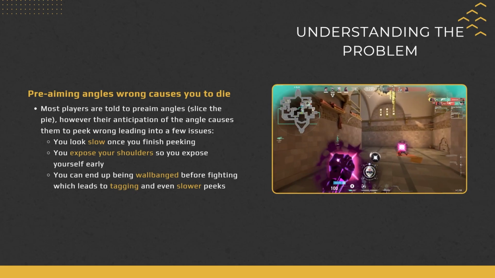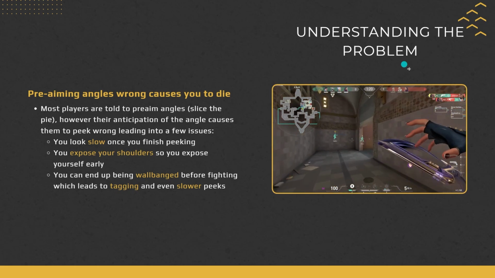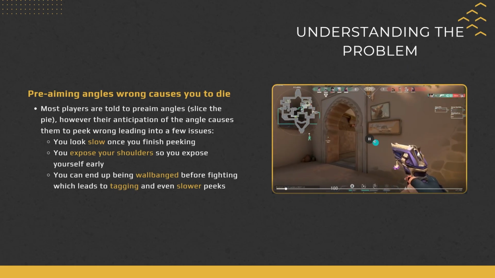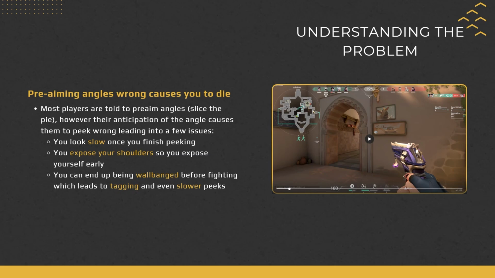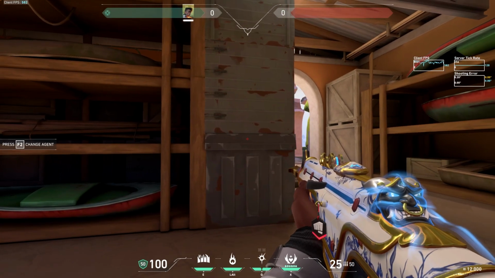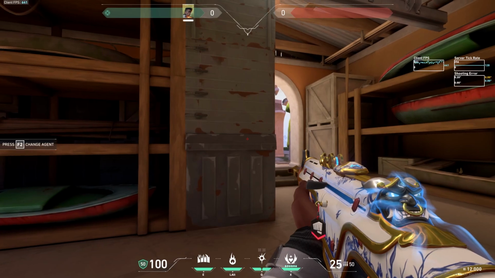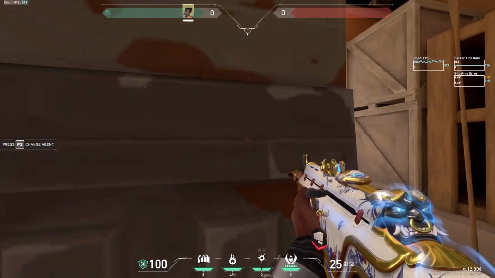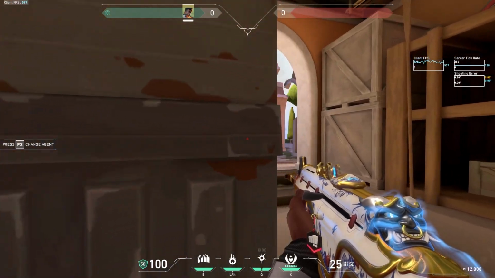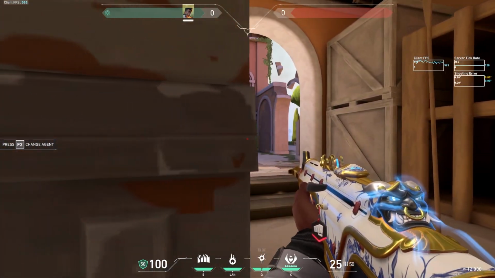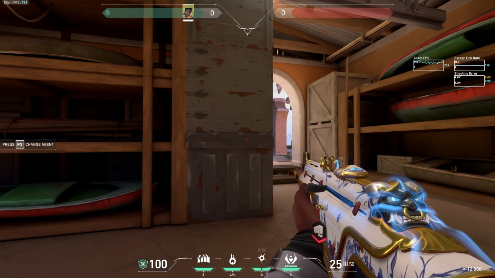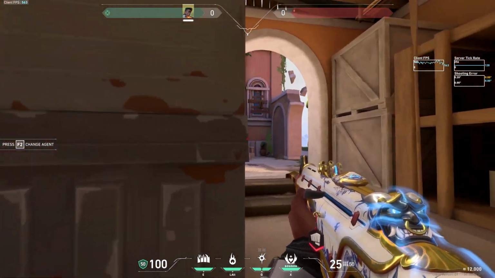So one of the main things that I see a lot of players that want to be good, and they see all of these videos that talk about making sure that you're pre-aiming or that you're slicing the pie, right? They all tend to have the same issue. Now, using this little video right here, I'm going to show both the right way and the wrong way. Just imagine you're playing here and you're trying to jiggle this corner. What I see a lot of players do is they either hug too close to the wall or they walk into the wall, and they essentially are showing their shoulder to the opponent.